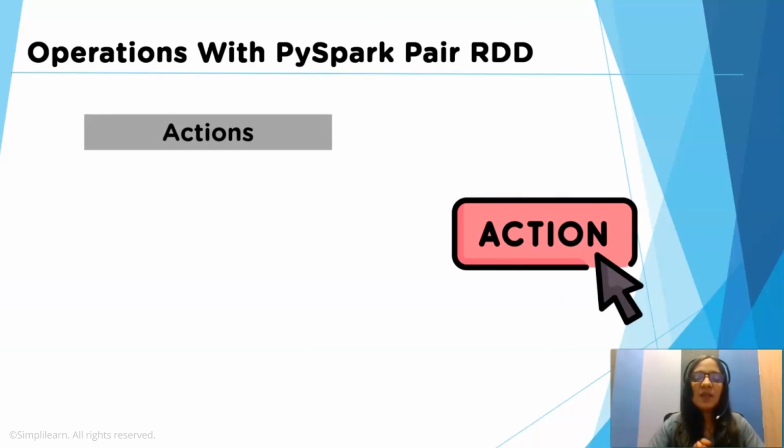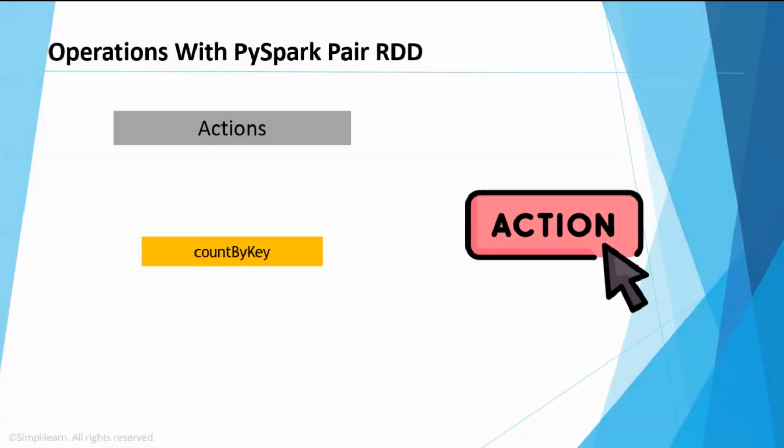Although pair RDDs can be used for any RDD action, there are a few actions that are tailored exclusively for pair RDDs. These actions should be used with pair RDDs and will not function on regular RDDs. With PySpark pair RDD, action has only one function, that is count by key. The count by key action counts the number of values associated with each key in the provided data. So now with this, let's get to the demo section.